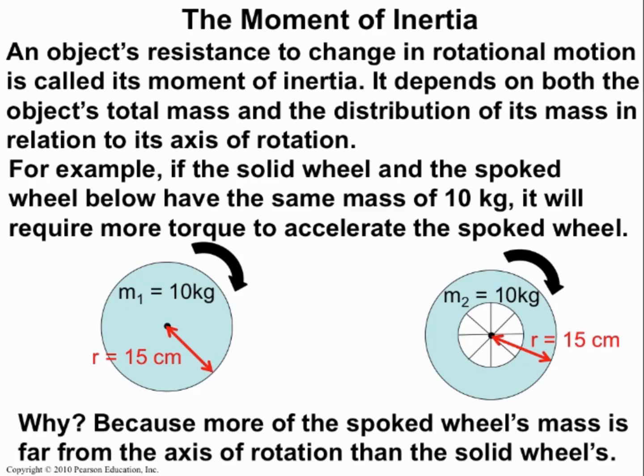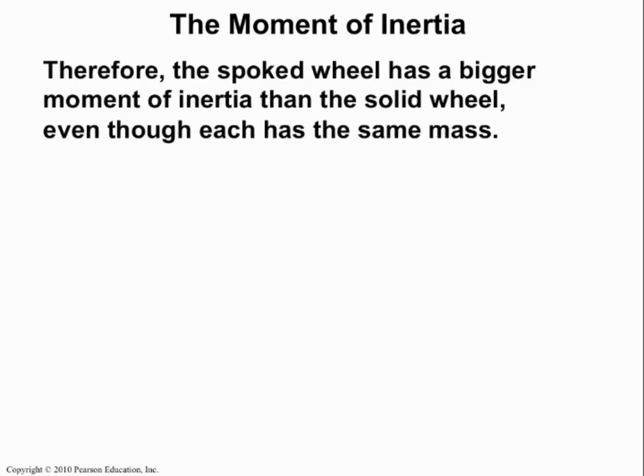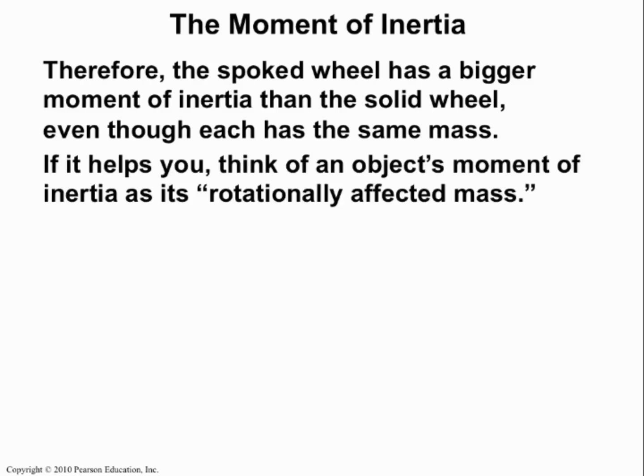Okay, so if we're looking at these two identical objects except for the fact that one is spoked and the other is solid, we can tell that moment of inertia, or the resistance to change in rotational motion, depends on both mass and the distribution of that mass about the axis of rotation. Therefore, the spoked wheel has a bigger moment of inertia than the solid wheel, even though each has the same mass. If it helps you, think of an object's moment of inertia as its rotationally affected mass.